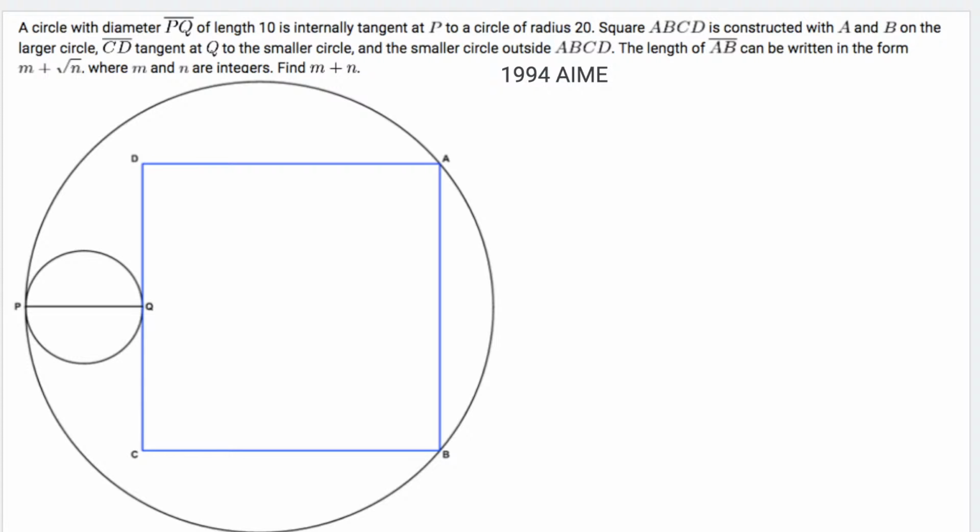I'm going to give you guys 2 minutes to try to solve this problem. It's a very nice problem.